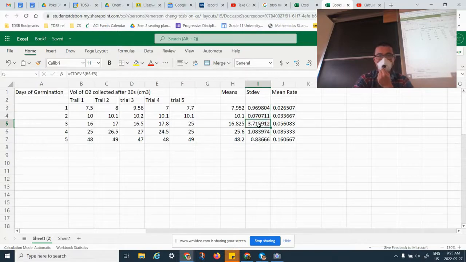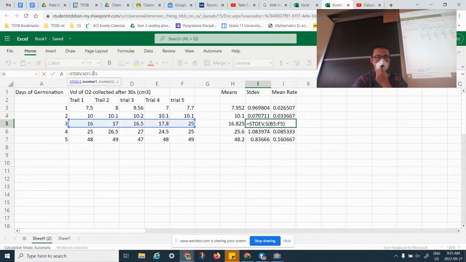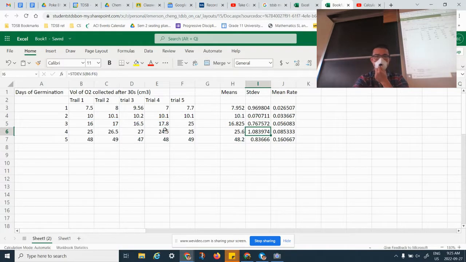Now, a couple of things. First off, we know that for the 3 days germination, this set, we're excluding F3, the 25 mils number. So for the standard deviation for this cell, we're also going to change it from B5 to E5, simply because, as I said, we're excluding this. It's way too different compared to the rest. So the standard deviation gets recalculated.